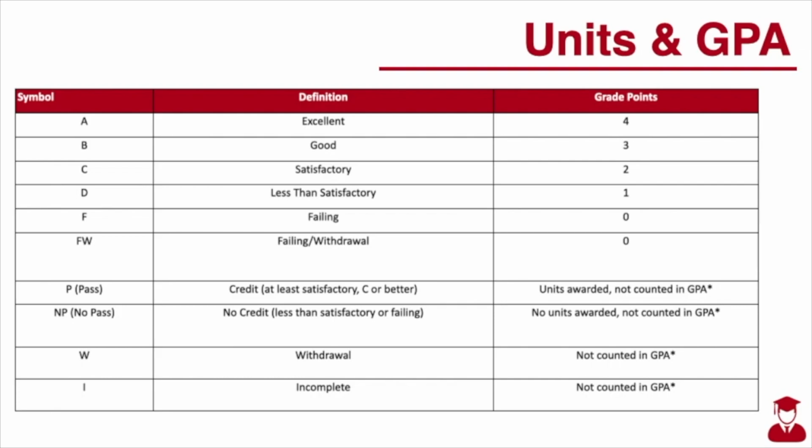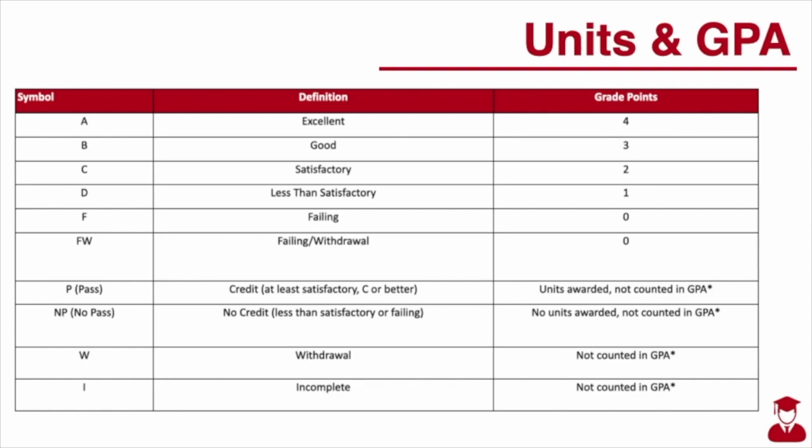You need to have a high GPA in order to transfer to a 4-year institution. So, for example, if I got all A's in this semester and I took 4 classes, my GPA would be 4.0. If I got all B's, it would be 3.0, and so on and so forth. Understand that pass, no pass does not award grade point averages. Withdrawals and incomplete also do not award grade point averages.